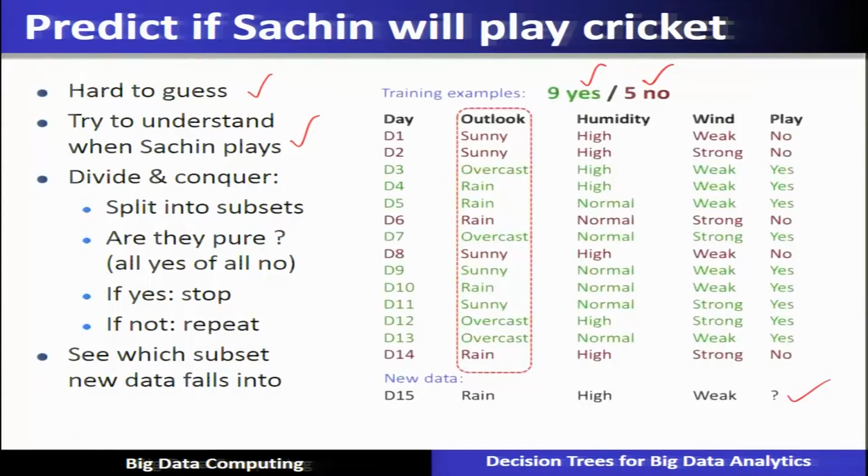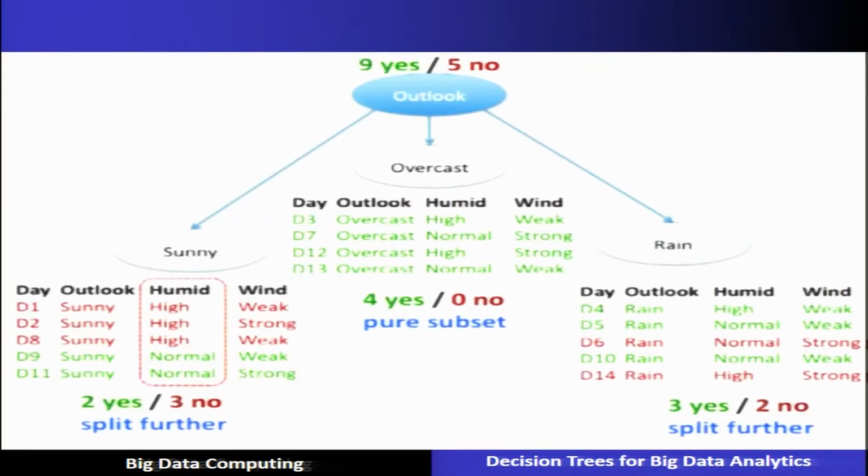Now we want to understand this behavior of the player Sachin out of this data set, which is an observation of the last 14 days. We can do this by splitting it into subsets of different classes, and then we can extract this decision information and use it for predicting a new data set. So let us understand more details of this entire data set.